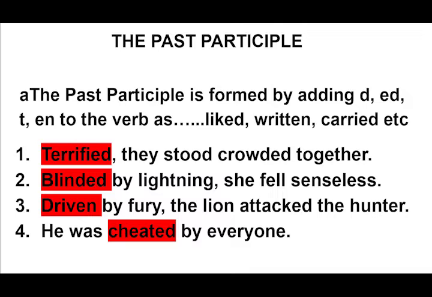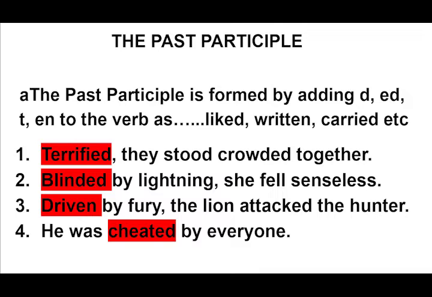Now look at the sentences on the slides. All these words highlighted in red are the verbs. They are the past participle of the verb. The first sentence, terrified, they stood crowded together. The underlined word terrified is the past participle of the verb terrify. Now look at the second sentence on the slide. Blinded by lightning, she fell senseless. The underlined word blinded is the past participle of the verb blind.